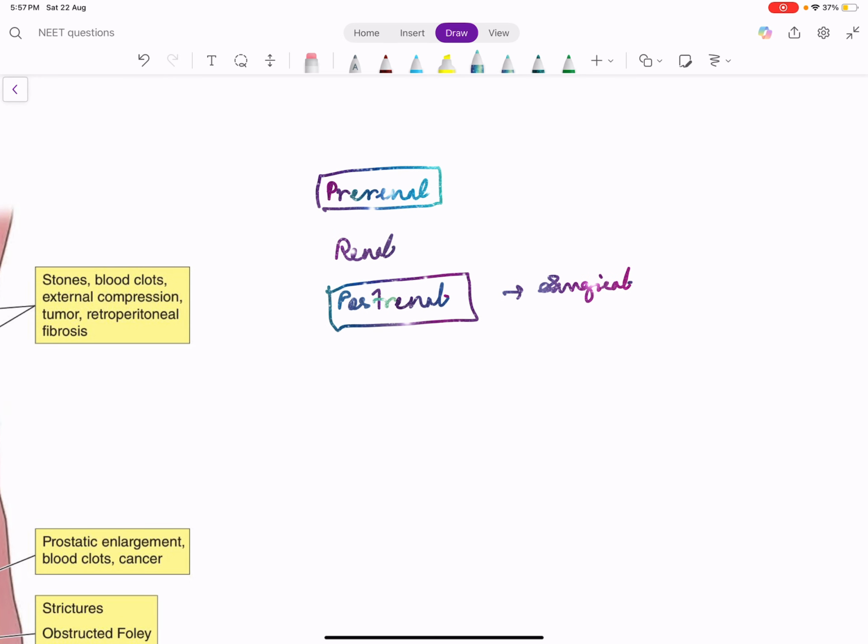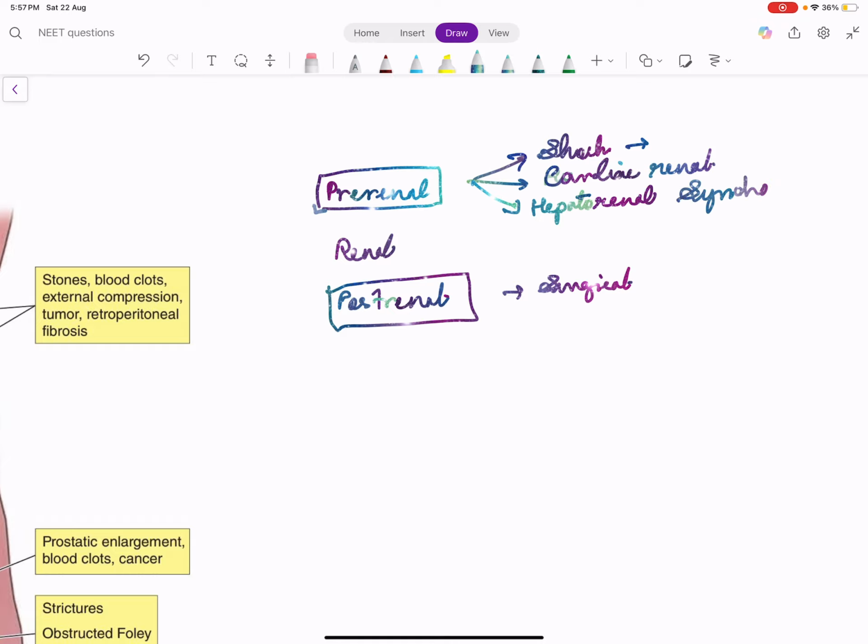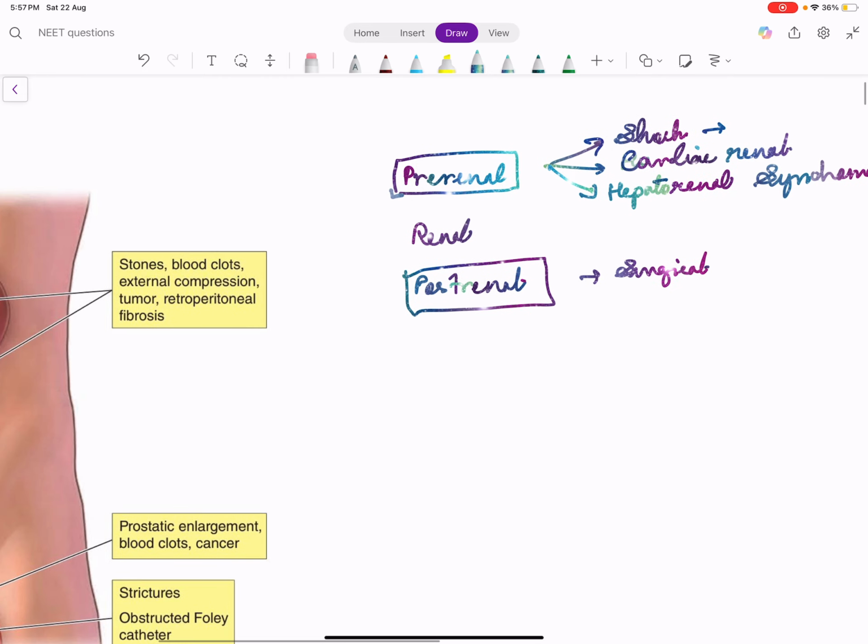Pre-renal is any systemic disease which can damage the kidney. For example, when there is a shock, it can damage the kidney. If there is a disease in the heart, that is called cardiorenal syndrome, that can affect the kidneys. Suppose there is a disease in the liver, that can also affect the kidney. That's called hepatorenal syndrome. So basically any disease other than the kidney which is damaging the kidney will be termed as pre-renal.